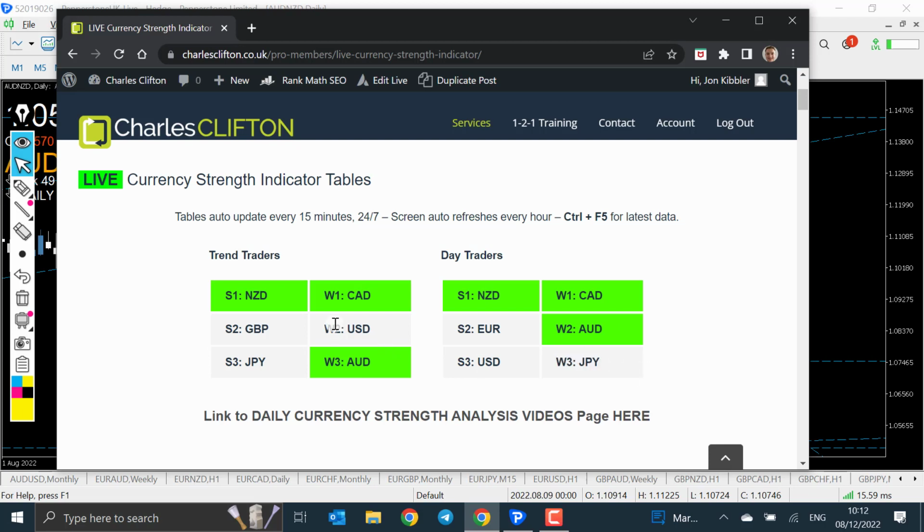Now you can see here the yen and the dollar both appear on both tables, but they're not highlighted in green. That means there is no confluence between the two time frames for those currencies, as they are on opposite sides of the table. So I'm actually going to take a look at Aussie Kiwi.